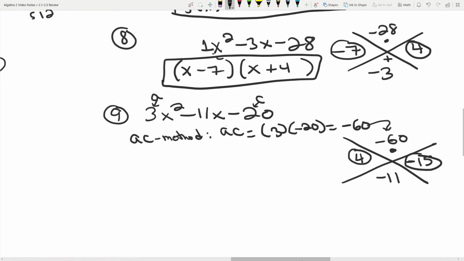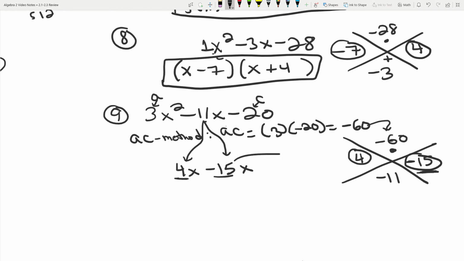Okay, so now that we got those two numbers, do not go straight to the parentheses form. You need to do one more thing before you do that. So you're going to split this middle number into the 4x that you found here, and also negative 15x. Those are the two numbers that you found in the puzzle right here. So split it into those two, and then rewrite the rest: the minus 20, and the 3x squared. And this is a positive 4, so I'm going to write a plus there. All right, so now we rewrote it.